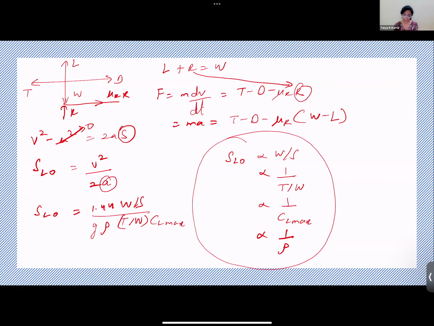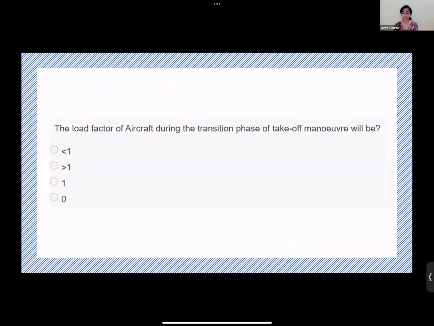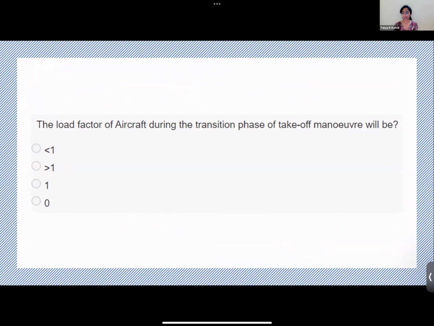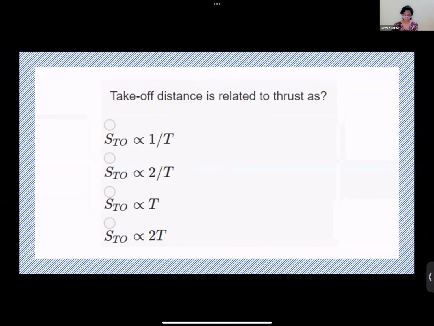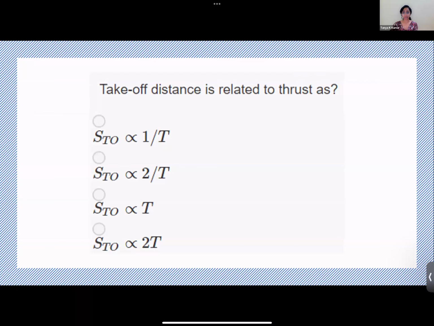Okay. The load factor of an aircraft during transition phase of takeoff maneuver will be, takeoff maneuver, pull-up maneuver, anything during the transition phase will be greater than 1. So during the transition phase, you need to have lift greater than weight, and the load factor is lift by W, so it will be greater than 1. Correct?